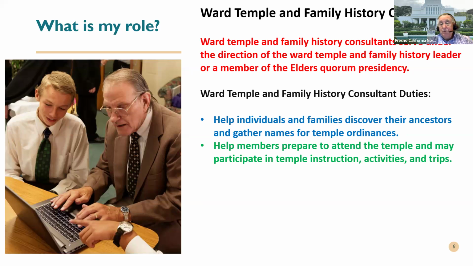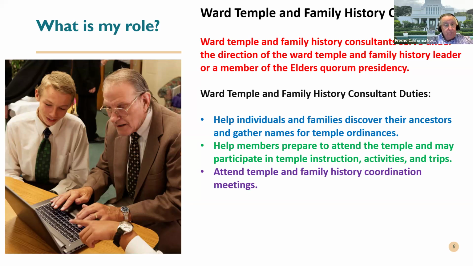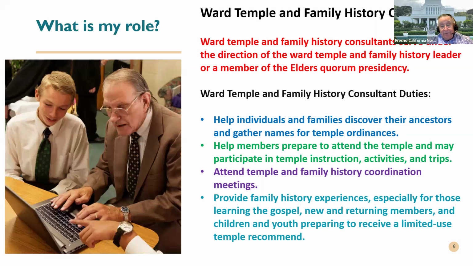The main thing we do in preparing people for the temple is to make sure they have a card of a family member in their hands when they go. That would be the big role for us. Also to attend temple and family history coordination meetings, which should be held on a regular basis within your ward. And then lastly, to provide family history experiences, especially for those learning the gospel.